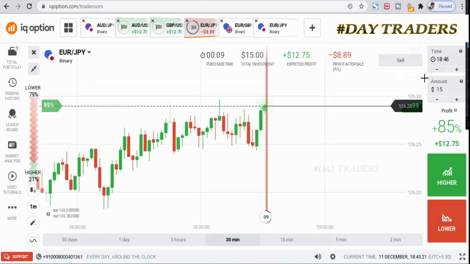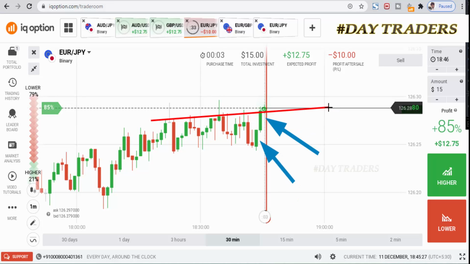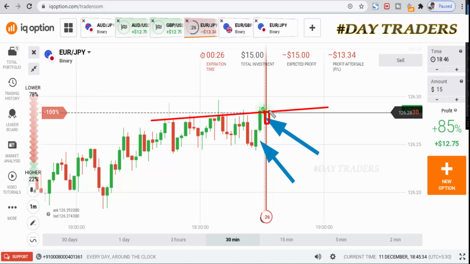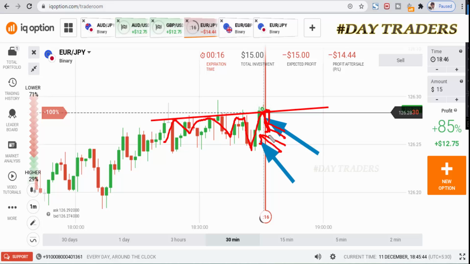This is a very strong candle, but this is a resistance level. Sometimes I see a very strong bearish candle, this type of candle, but I am expecting a bullish candle. This is a very strong candle. Okay, so many times it rejected the level.